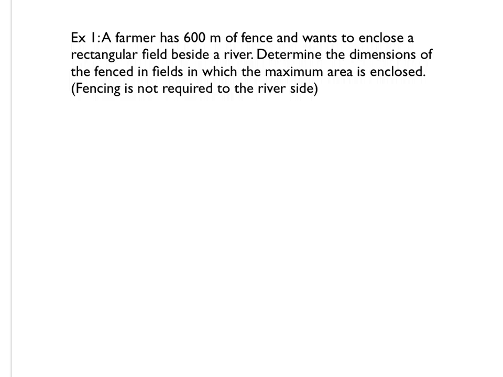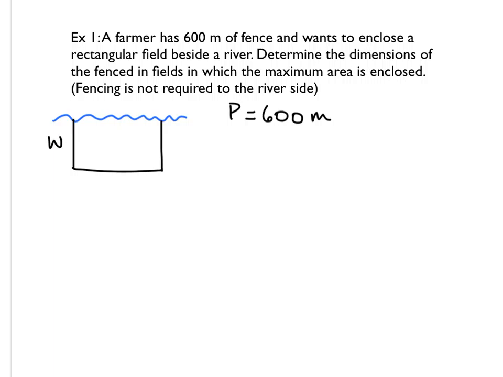First thing I want to do is draw a diagram, and we know that our perimeter is 600 meters. Now let's label our diagram. We can call this the width, and this is going to be the length. So essentially we know the perimeter is equal to 2 times the width plus length, and since the perimeter is 600, we get 600 = 2w + L.